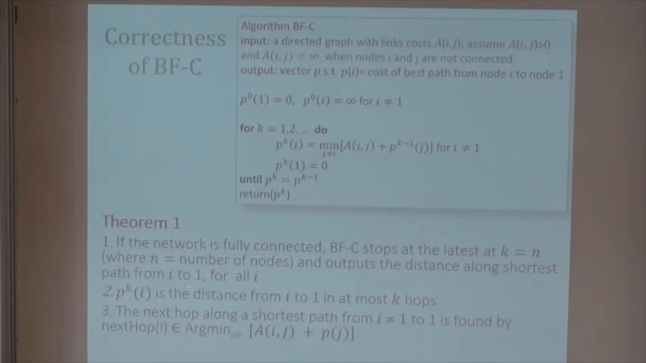At iteration k is the distance in k hops, and we can find the next hop along the shortest path from node i by looking for which j minimizes a of ij, the cost of me to j, plus the cost from j to the final destination. So that is the first thing we can say.